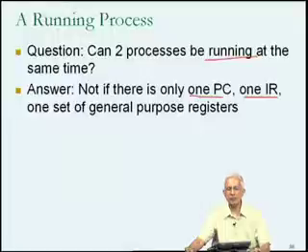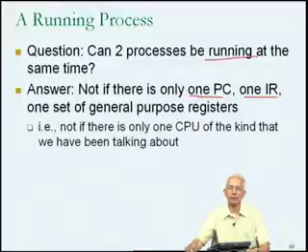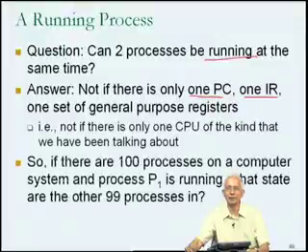Later on we may learn about computer systems which have more than one program counter, etc. But for the moment our picture of a computer system is one where there is one CPU, and in that one CPU there is one set of special purpose registers and one set of general purpose registers. Therefore, the answer to the question is a definitive no. I cannot have two processes running at the same time. There can be at most one process running at a time, for the kinds of CPUs that we have been talking about so far.